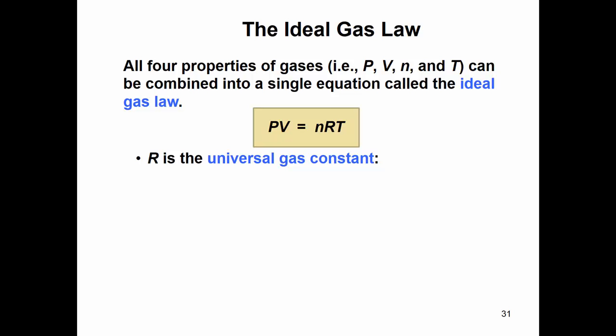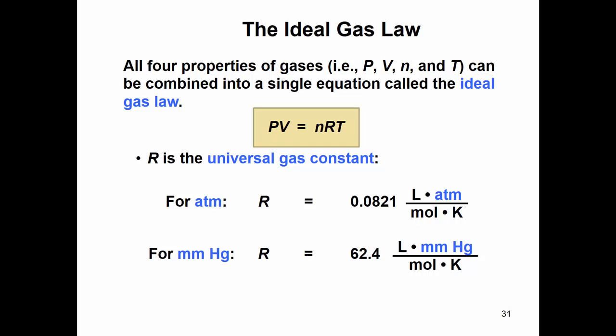We can combine these into a single equation called the ideal gas law, and it is PV equals nRT. So an equation you definitely want to know. And R is a constant. If you're in my class, you'll either be given this number or allowed to write it down. You don't have to memorize it, but it is very important. Typically, for my class, this is the R that we use. It is equal to 0.0821, and the units for R are liters, atm, moles, Kelvin.